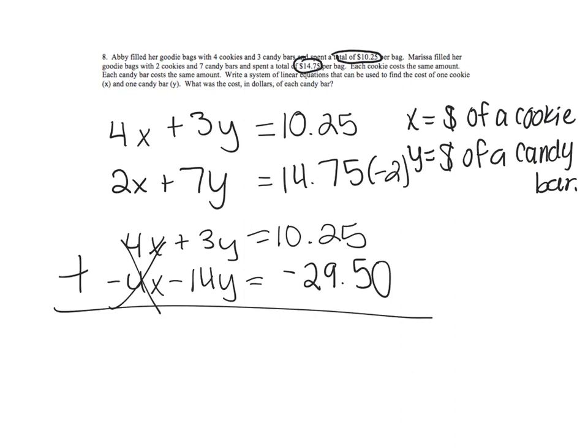The x's will cancel. From here, you'll just add them. You'll find y, and then that'll give you the cost for the candy bar. Then you'll substitute that into either one of your equations to get x, and that'll get you the cost of that candy bar.